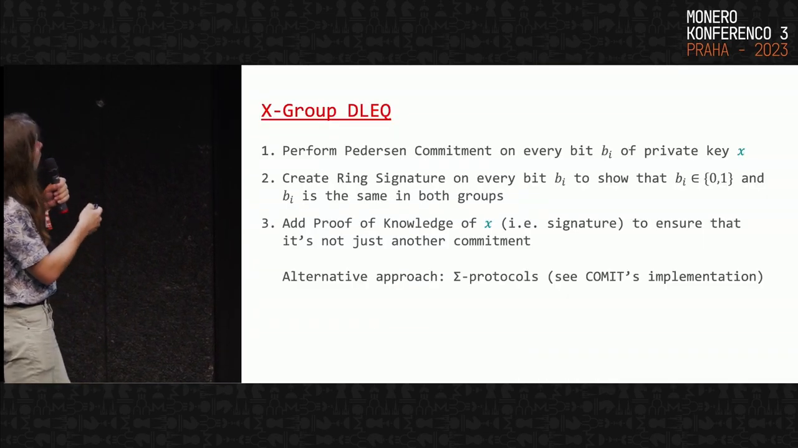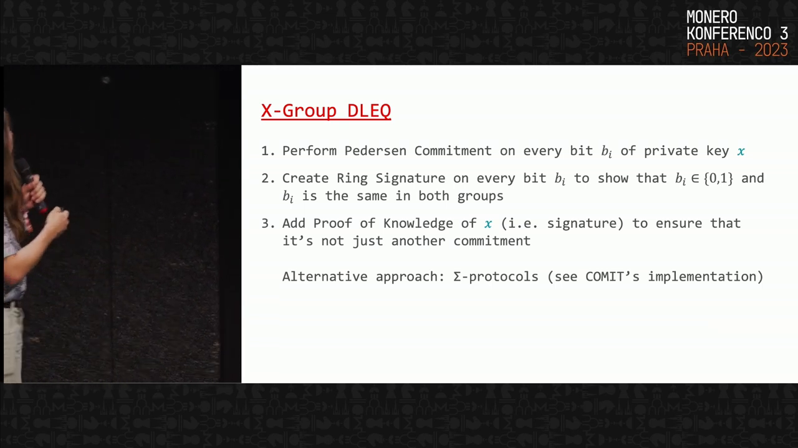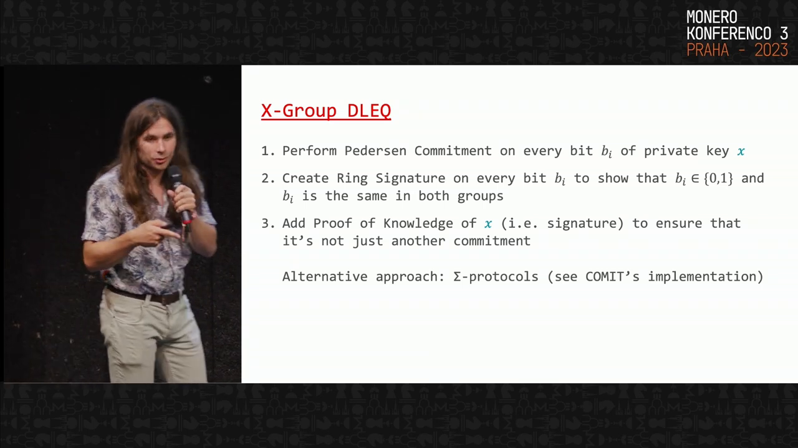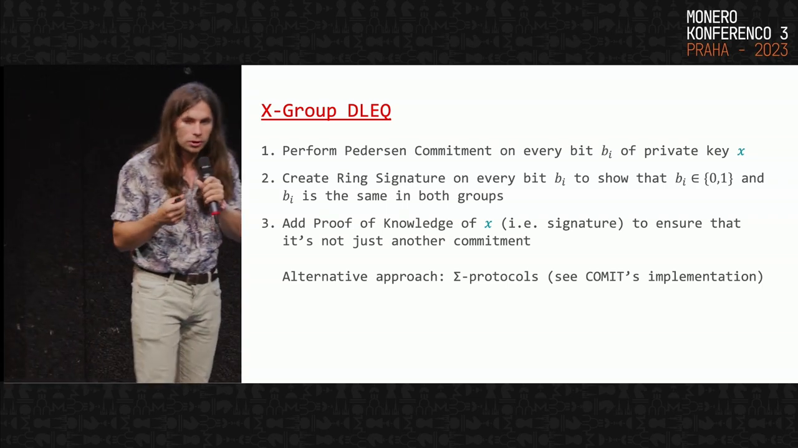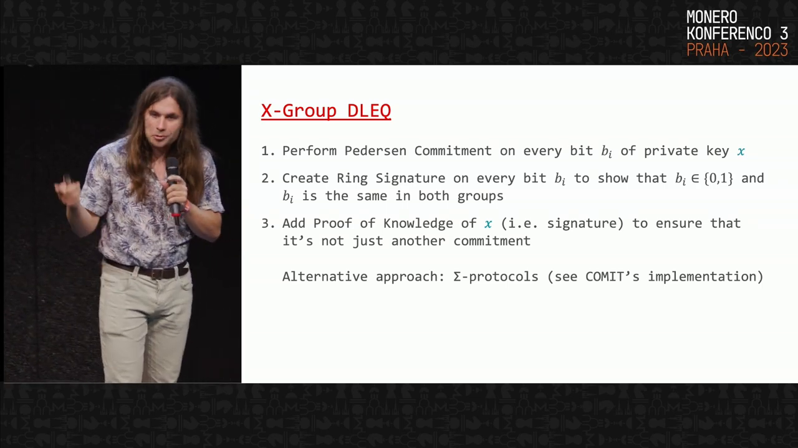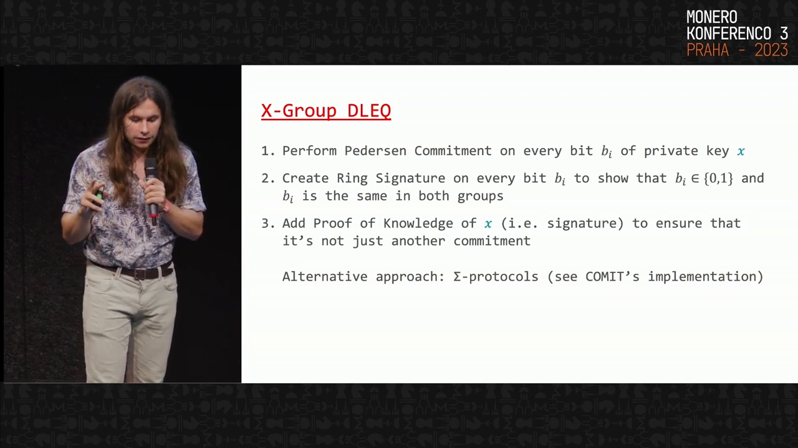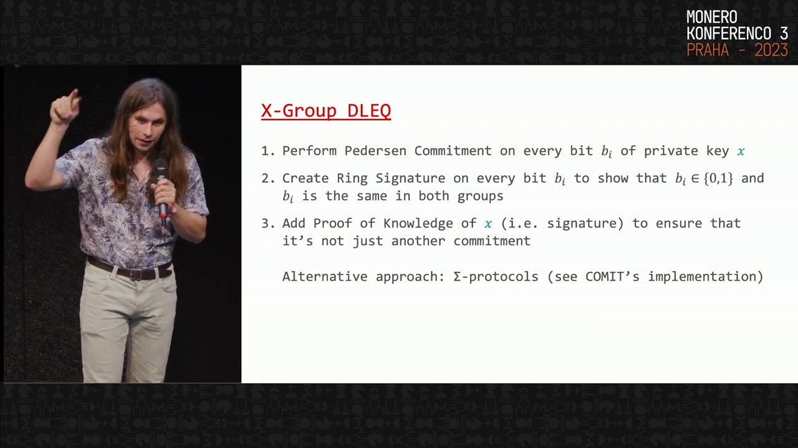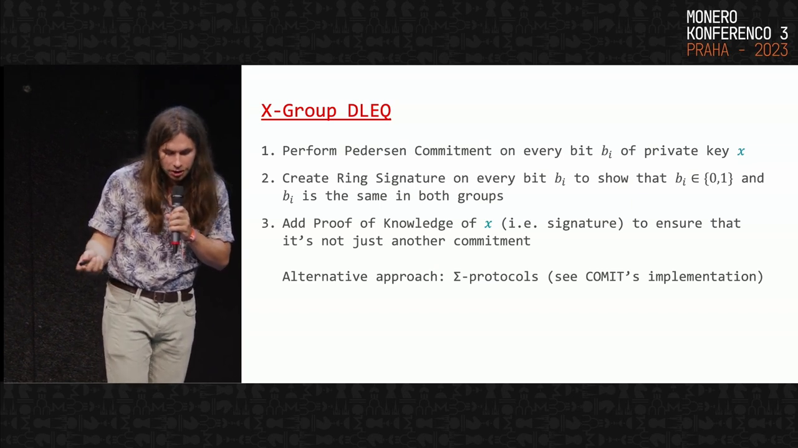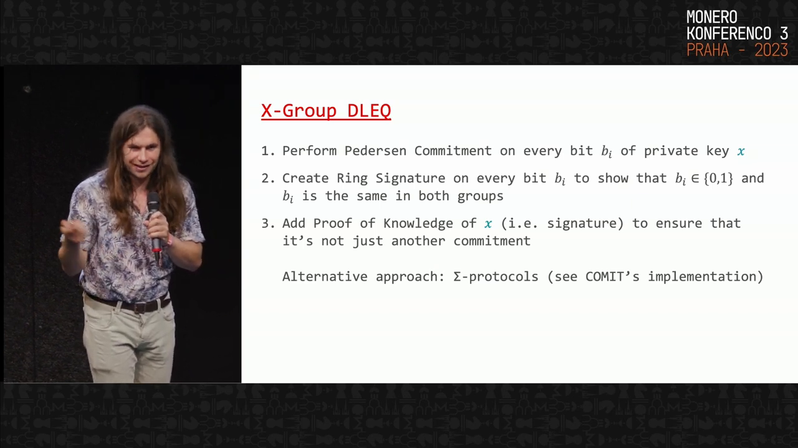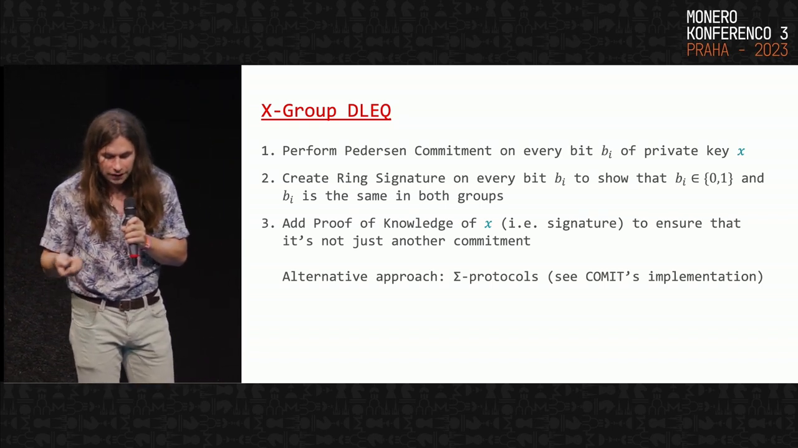I go into a bit more detail here. This is the protocol suggested by MRL-0010, so from Sarang. In this case, to allow this to happen for groups that have different sizes, we make Pedersen commitments to every bit of the private key. Then we create ring signatures on every bit to show that it is indeed a bit, so either 0 or 1, and that at each index of this private key the value is the same across both groups. And then we also need a proof of knowledge to ensure that this X over here is not just another commitment. An alternative approach, used by the COMIT protocol, is Sigma protocols.